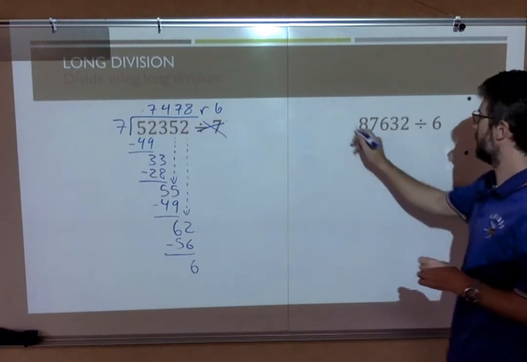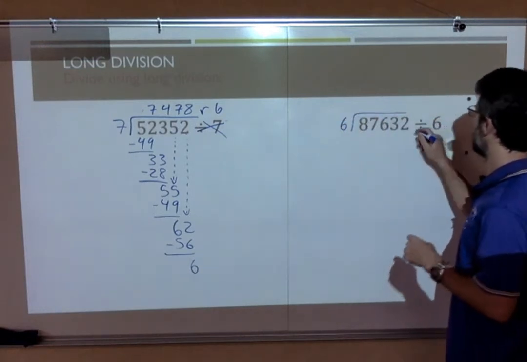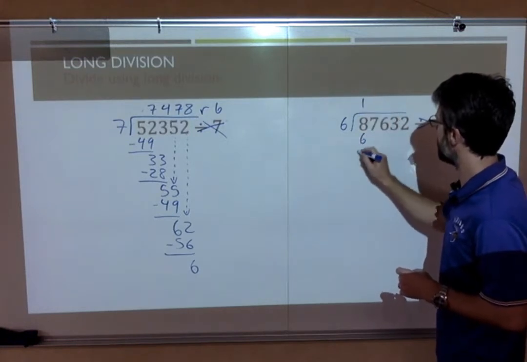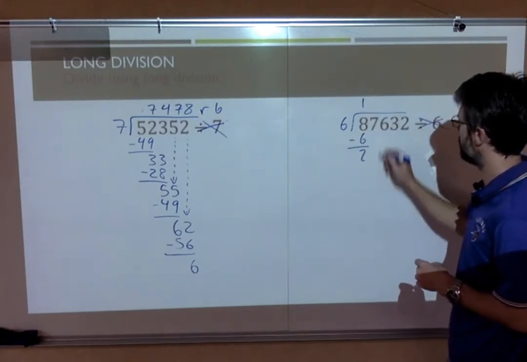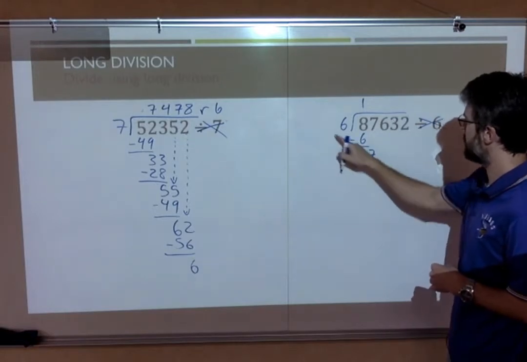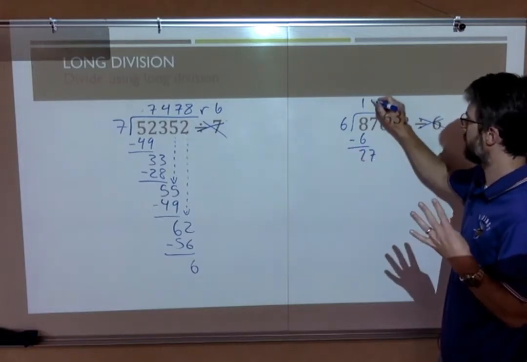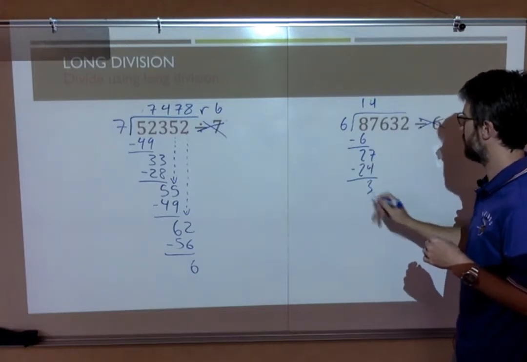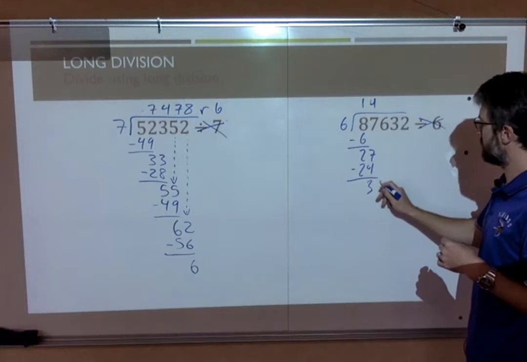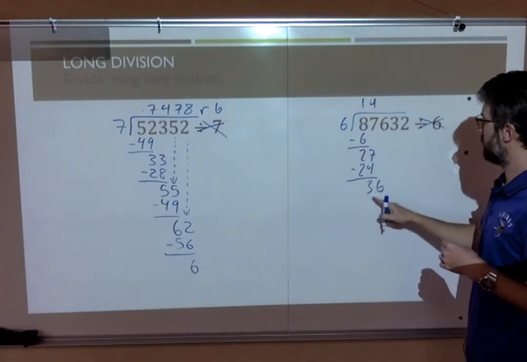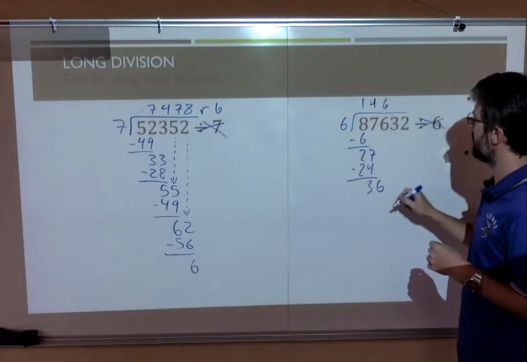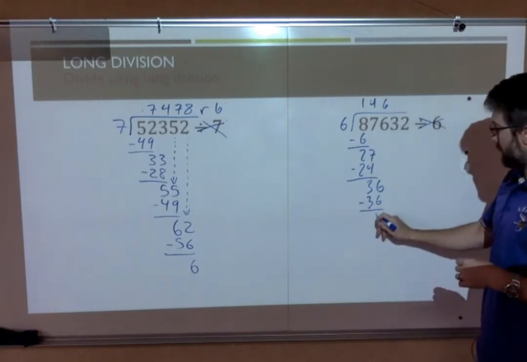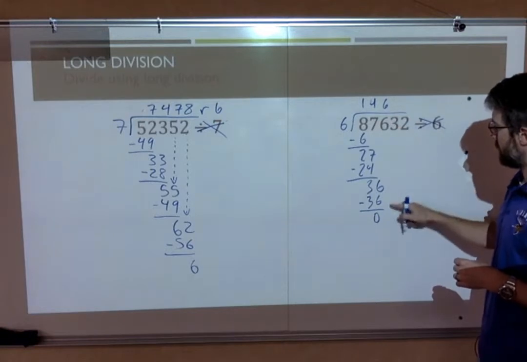All right, next one. Divide 6 into that. 6 goes into 8 once. 1 times 6 is 6. Subtract, 2. Bring down the 7. 6 goes into 27 4 times. 4 times 6 is 24. Subtract. There's 3. 6 comes down here. 6 goes into 36 6 times. 6 times 6 is 36. So we have 0. Now the 3 comes down here.